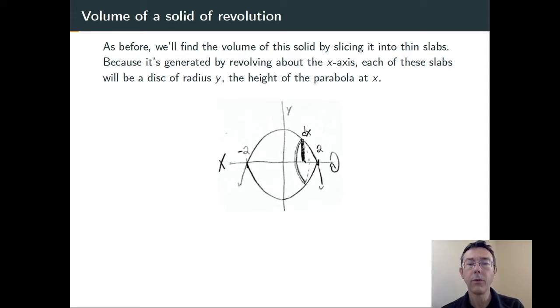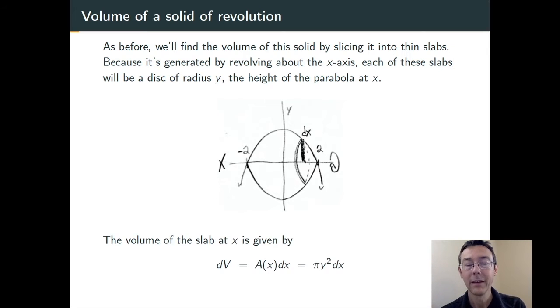The way that we're going to find the volume of something like this is, of course, using slabs. We're going to slice this into thin slices. They're all going to be parallel to the y-axis. We're going to approximate the volume of each one of those slabs, and then we're going to use the definite integral to add up all those little bits of volume. So our general formula for the volume of a slab is A of x times dx, the cross-sectional area of a slab times its thickness. And in this case, each of the slabs is going to be a circle. The radius of the circle is going to be the height of the parabola, so pi y squared dx.